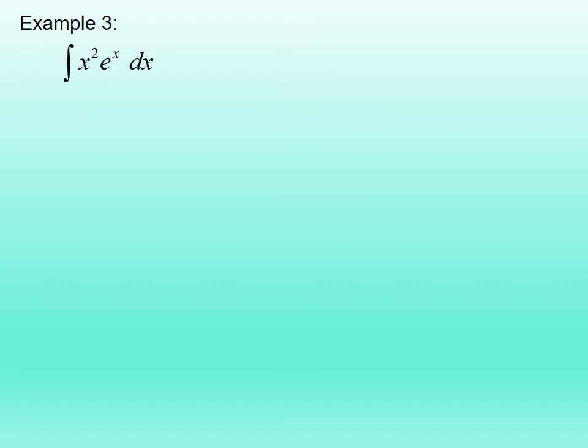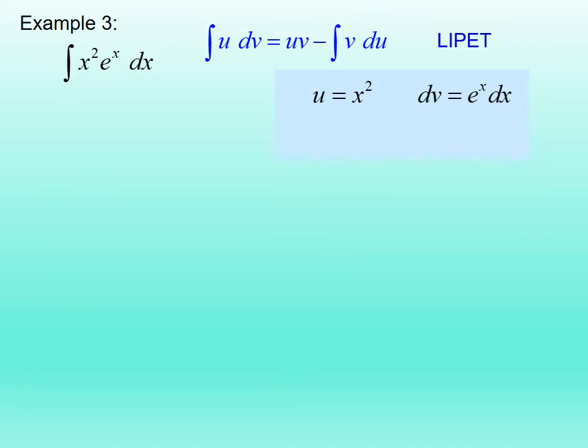Example 3, integrate x squared times e to the power of x dx. Assign your functions into u. We assign x squared into u because x squared is a polynomial function, and e to the power of x is exponential. P comes before E in the order of letters in LIPET. So u takes x squared and dv takes e to the power of x dx.